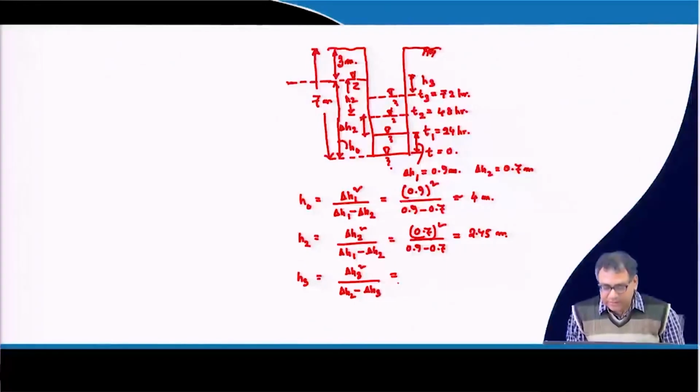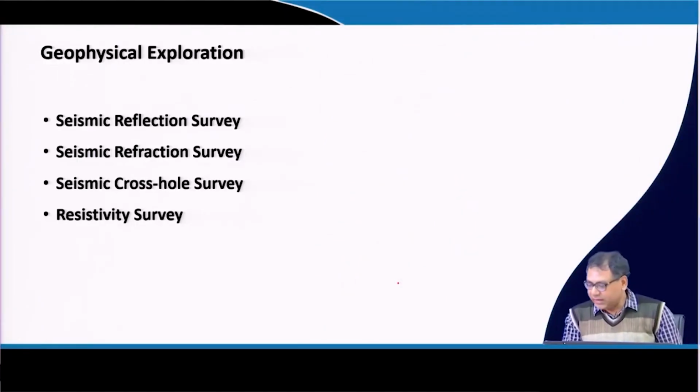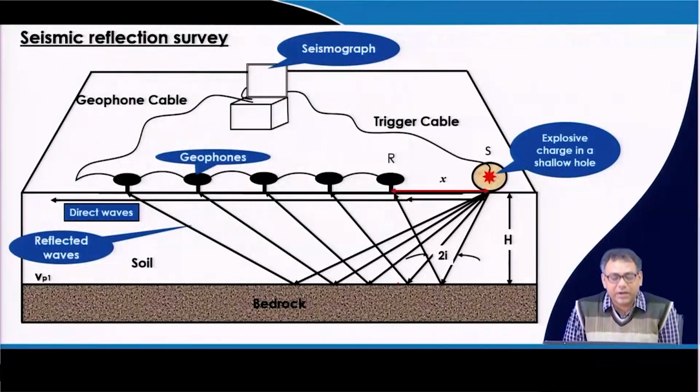Now, in the next part I will start about the geophysical exploration. So, first I will discuss the seismic reflection survey, then seismic refraction survey, then seismic cross-hole survey, and then resistivity survey. So, now what is seismic reflection survey?